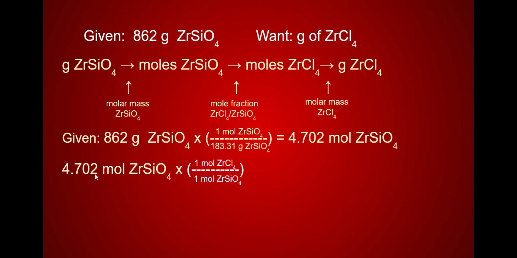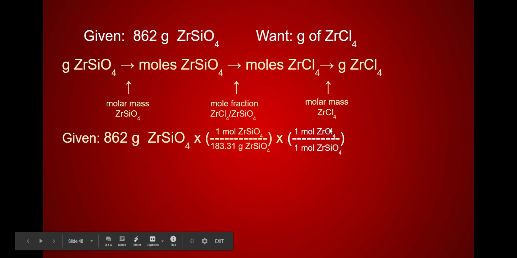Okay, but this number is equal to this product. So we're just going to leave out this step, and we're going to take this second conversion factor. Instead of multiplying by 4.702 moles zirconium-4 orthosilicate, we're going to multiply by this expression that is equal to that, all on the same line.